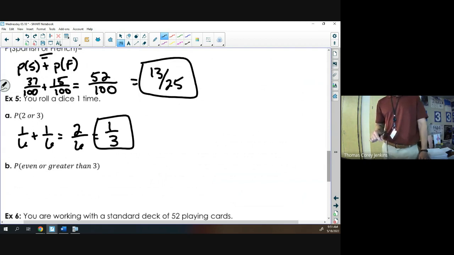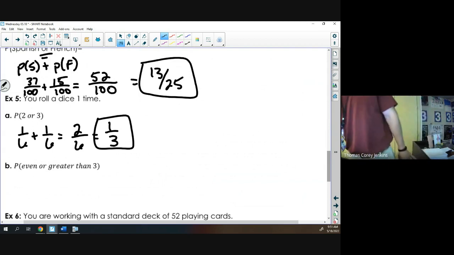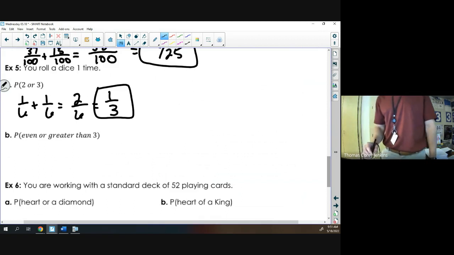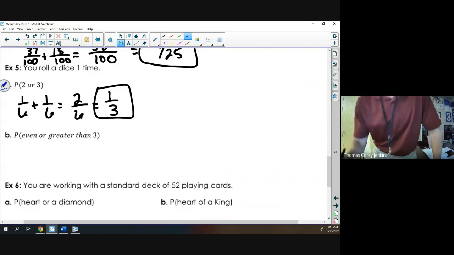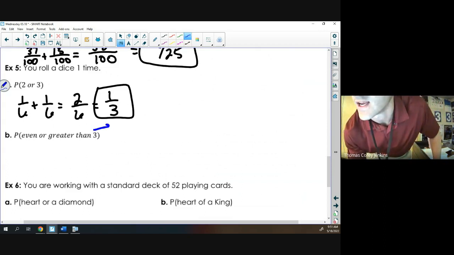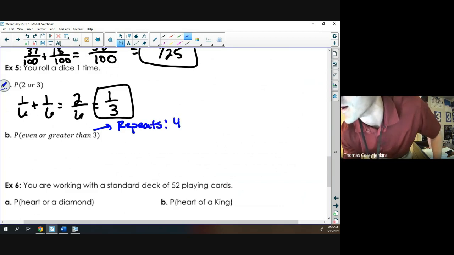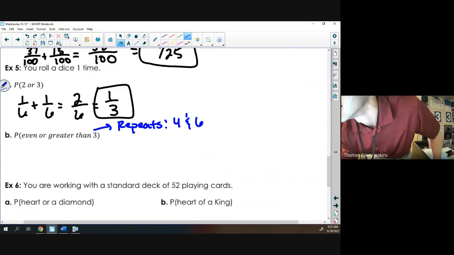Now, in example B, we'll get our first one that's not mutually exclusive, right? So it says probability of even or greater than 3. How do I know this is not mutually exclusive? What would the repeats be? Thinking of a Venn diagram here, what numbers would be in the middle that are both even and greater than 3? 4 and 6, right? So our repeats would be 4 and 6, a total of 2.